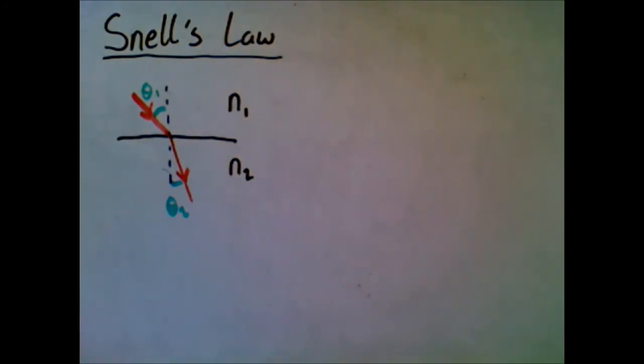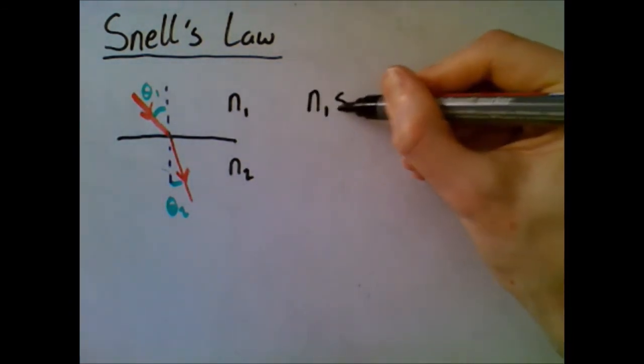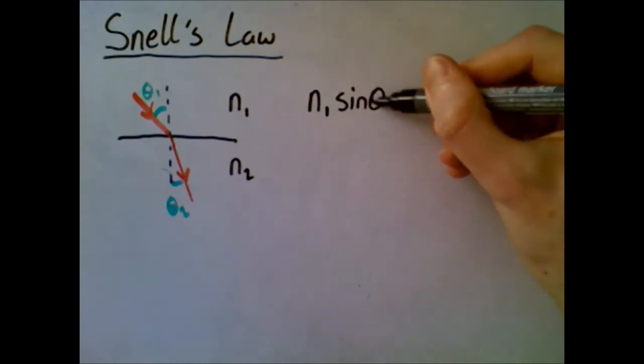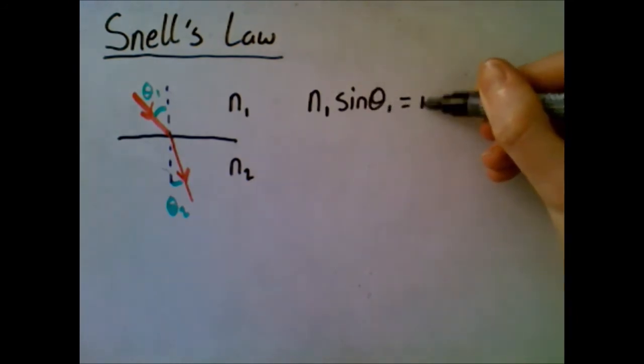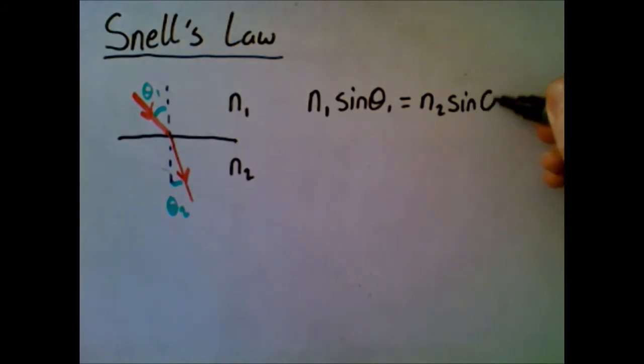Snell's law then just says that n1 times the sine of theta 1 is equal to n2 times sine theta 2.